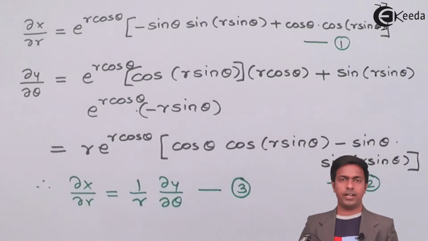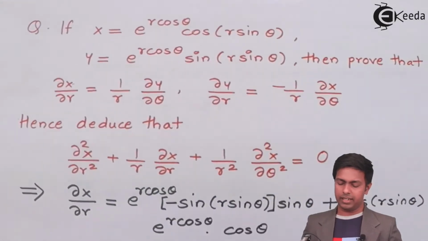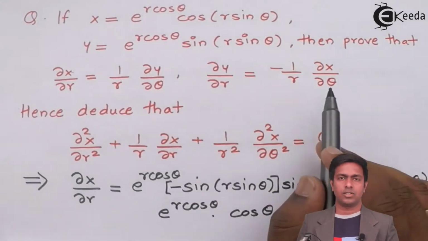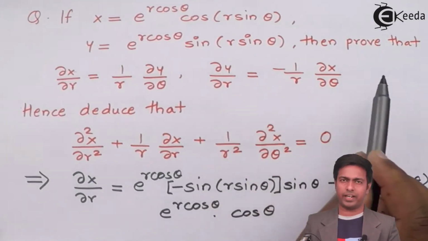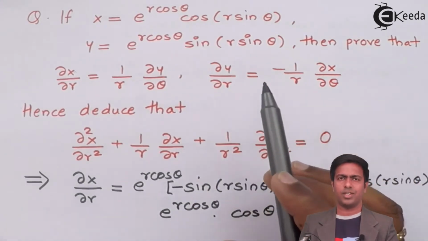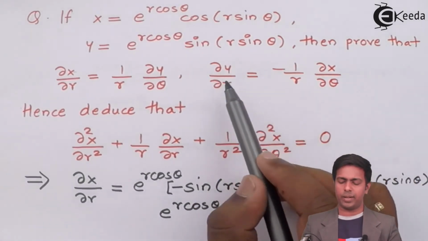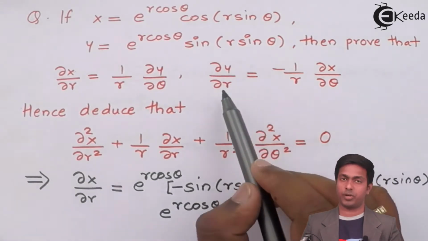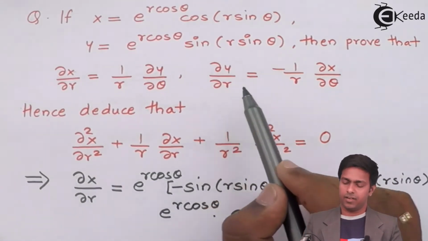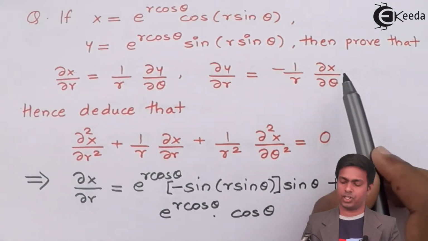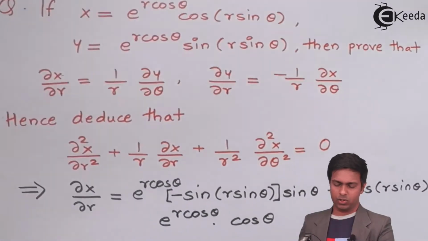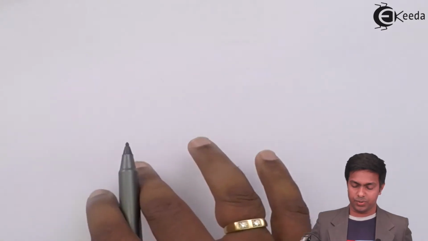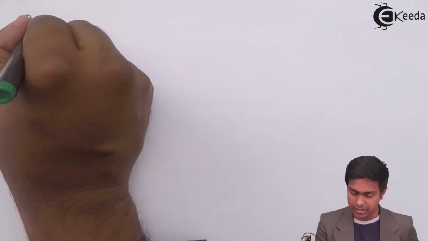Now let's move ahead and find out the second result. Guys, I am sure that you will be able to find it out. For this, we have to find the value of del y by del r, that is, differentiate y with respect to r. Then we'll differentiate x with respect to theta. So I'll help you out in this.